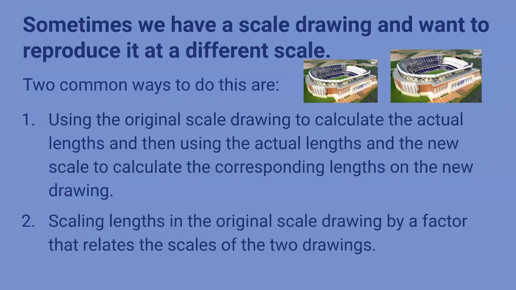So sometimes we have a scale drawing and we want to reproduce it at a different scale. Remember, we talked about Beaver Stadium last week, and the scale drawings can be different sizes, but the actual object in real life doesn't actually change. So if you can figure out how big it is in real life, you can use the actual lengths and your scale to calculate your corresponding lengths. I consider this first option the safer way to do it. Fewer mistakes usually happen this way.